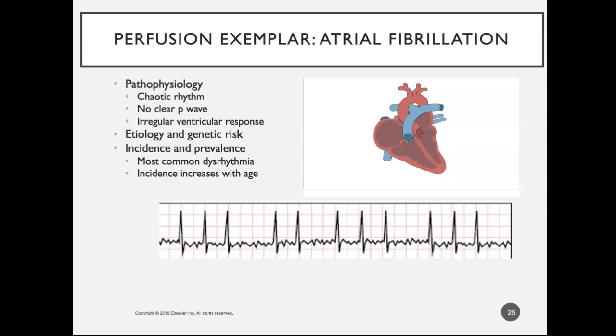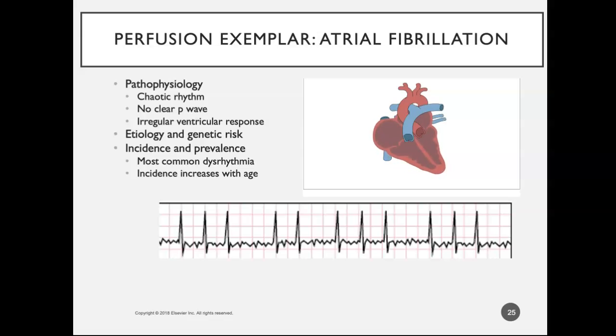You can't see a clear P wave because there is no contraction. A lot of times the impulses don't always get through at the same time, so the rhythm is consistently irregular. What they like to call it is regularly irregular because it is almost always irregular. There is some etiology, which I talked about with a stroke, that can lead to atrial fibrillation. It is the most common dysrhythmia, and it is more common with age.